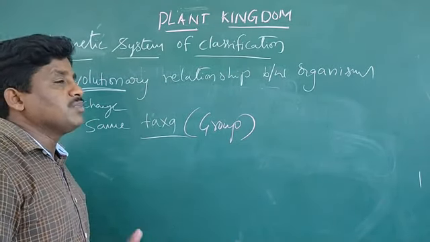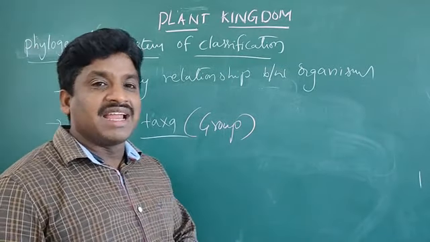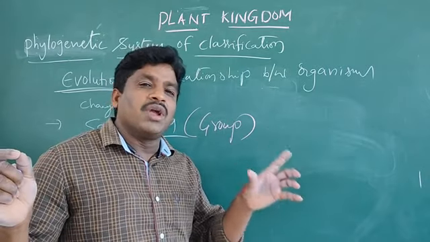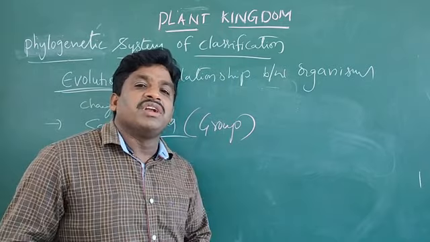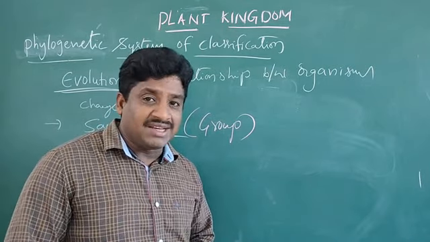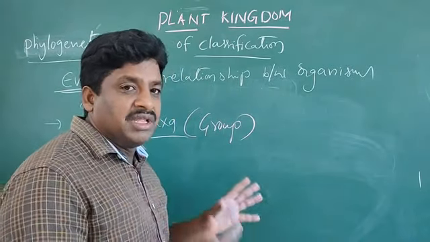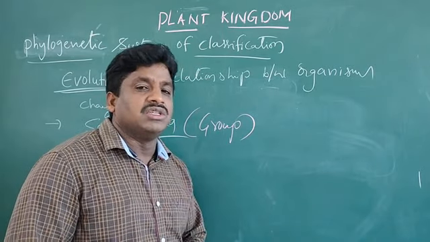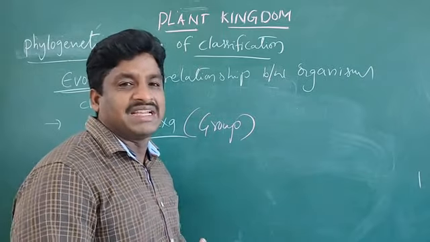The most accepted system of plant classification was proposed by Eichler. Eichler divided plants into two groups: cryptogams, that is non-flowering, and phanerogams, that is flowering plants. Based on different characters, we have thallophytes, bryophytes, pteridophytes, gymnosperms, angiosperms. All these features are discussed in this plant kingdom.